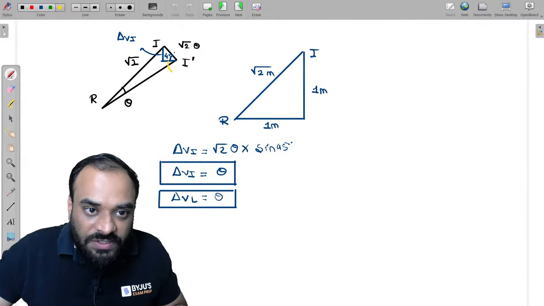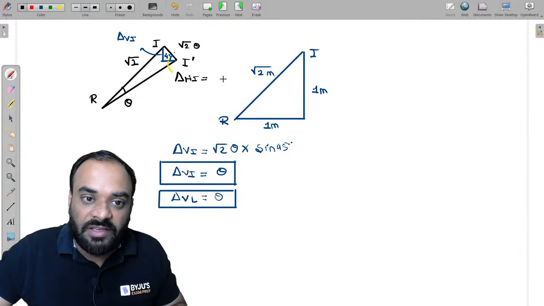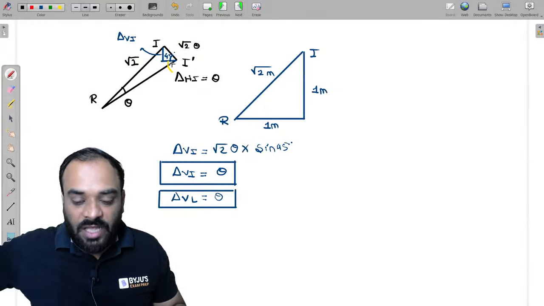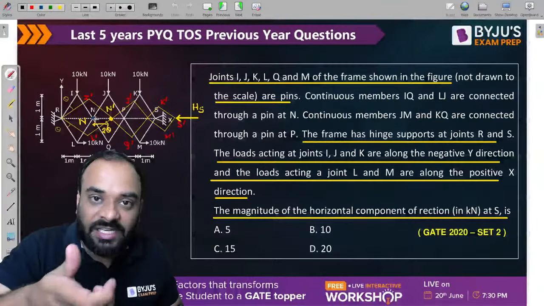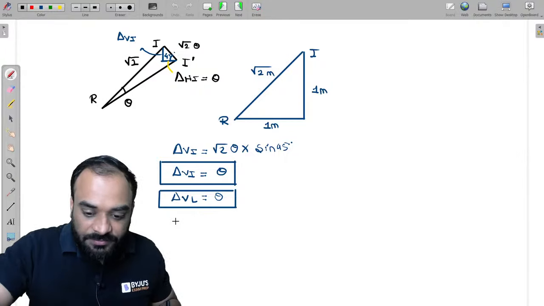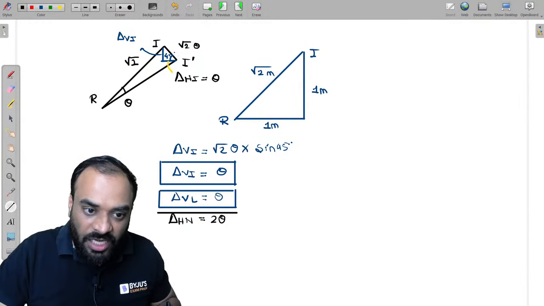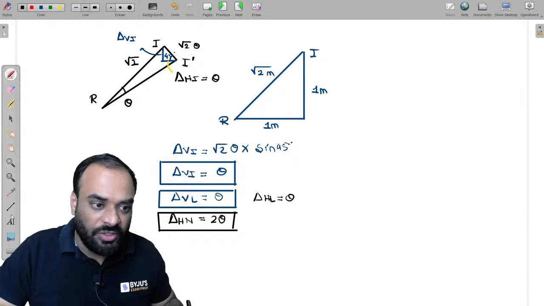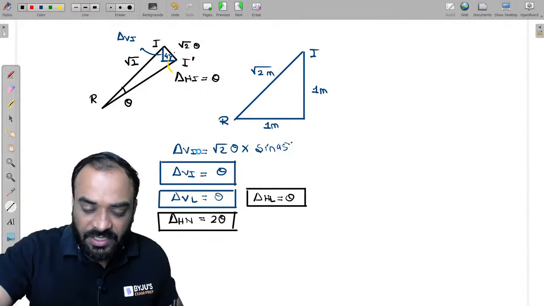Okay, guys, tell me, what is this deflection? Can I write here, this is delta HI, and this delta HI is again root 2 theta cos 45, and it is equal to how much? Theta. So this joint I is trying to displace by theta in the horizontal direction, and by the same value joint L is also trying to move theta. That's why the net displacement of joint N in the horizontal direction will be 2 theta, correct? So let me write it down. Delta horizontal of N will be equal to 2 theta. And what is the value of delta HL? It is again theta, same as this one. Delta HI and delta HL are the same. It is theta only.